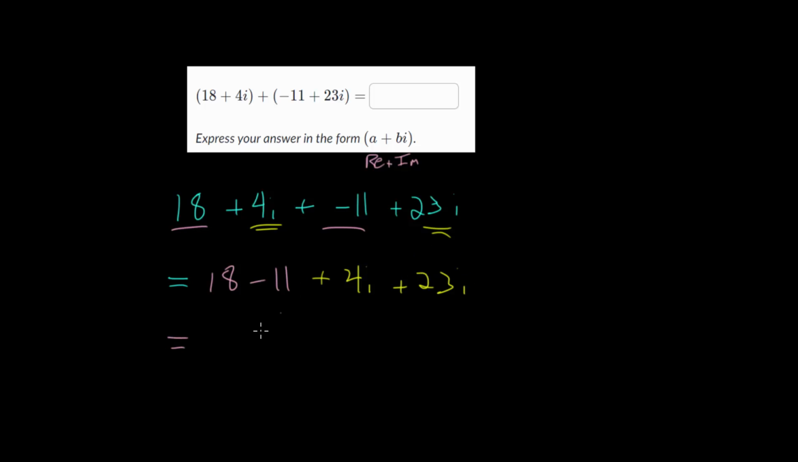So 18 minus 11, that is just 7. And we have 4 i's, and we're adding 23 more i's. So in total, we would have 27 i's. So 7 plus 27i would be our final answer here for adding these two complex numbers.